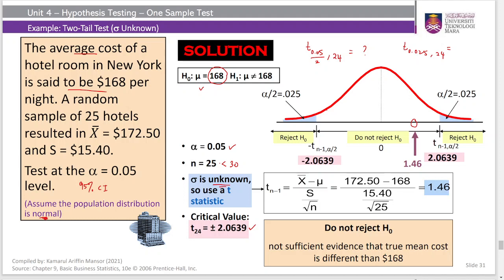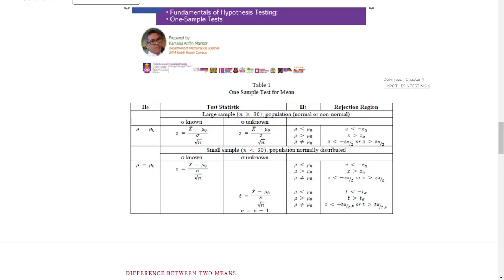Okay, that is for a two-tailed test using the t-test statistic by comparing the t-test statistic with the critical value. And of course, the critical value negative 2.0639 here can be obtained from the statistical table. If you want to look at the statistical table, let me just get the statistical table for you so that we can see what is happening.